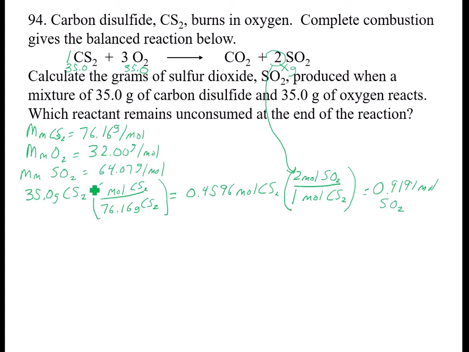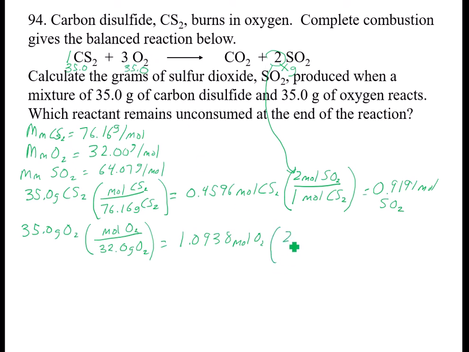Now I can go to grams, but I don't want to now because it would be repeating steps. Instead, I'm going to start with the oxygen and figure out how many moles of SO2 are produced. So again, I start with 35.0 grams of O2. Same process. I'm going to divide by the molar mass, which is 32.0 grams of oxygen per mole of oxygen. This gives me 1.0938 moles of O2.